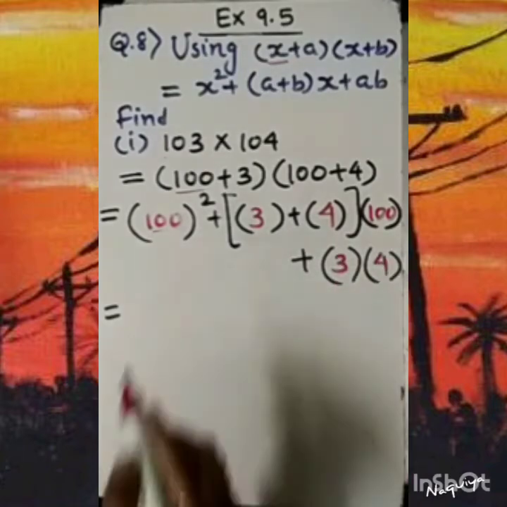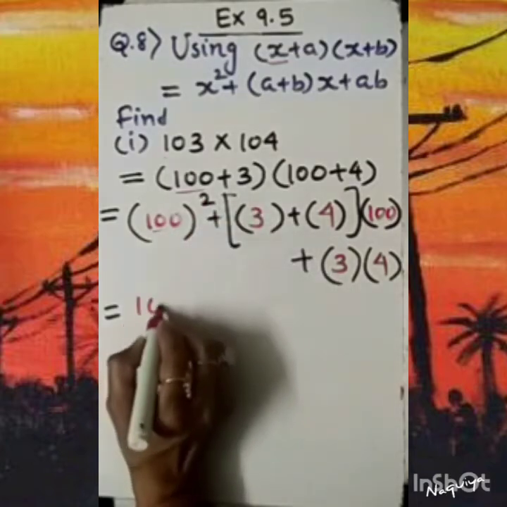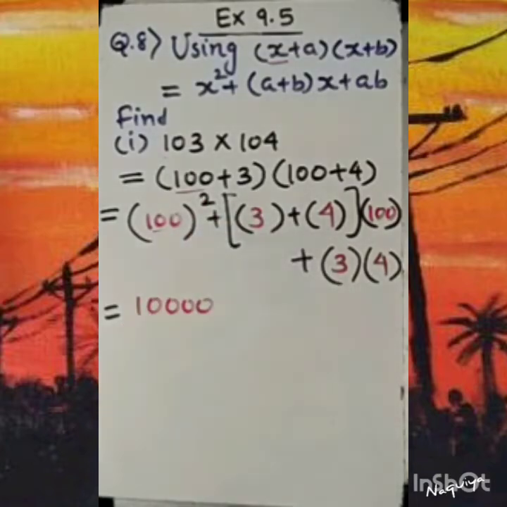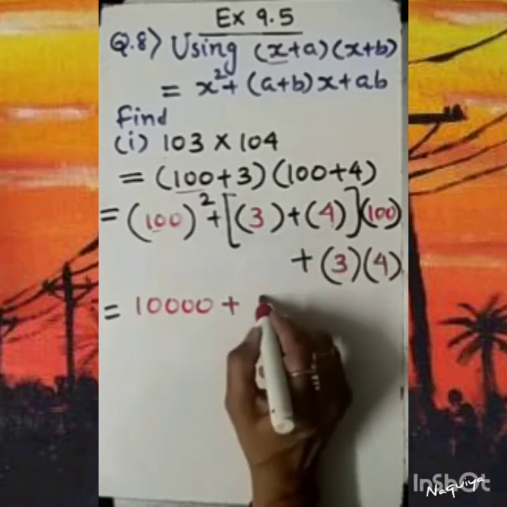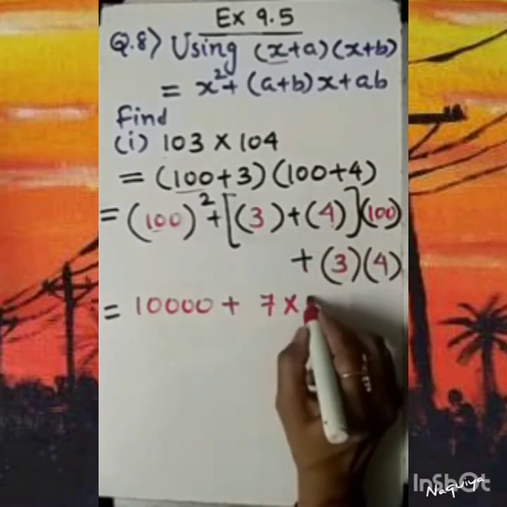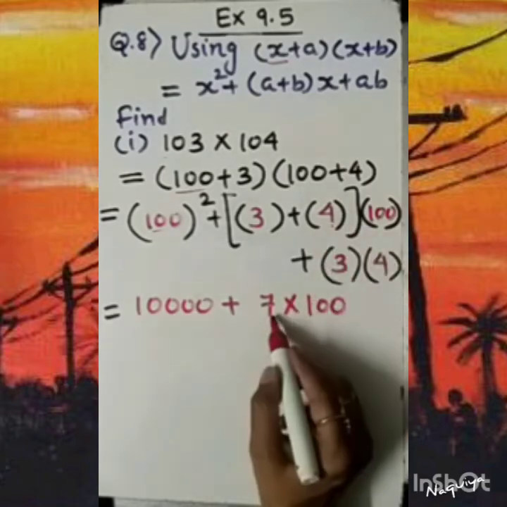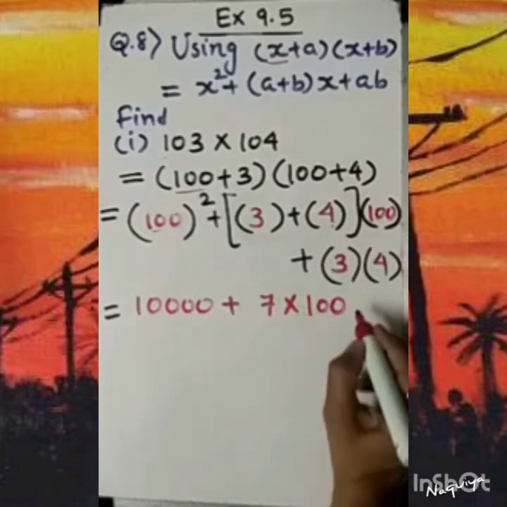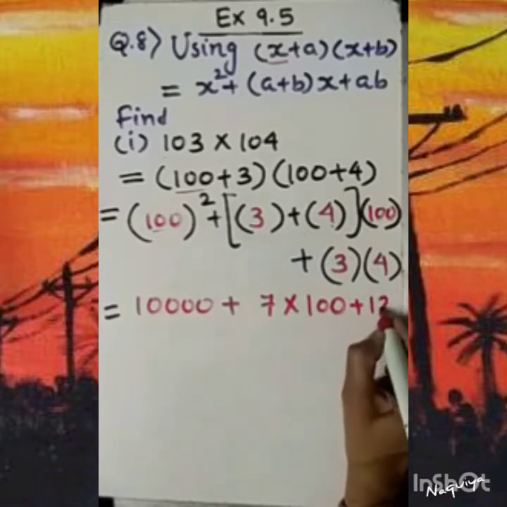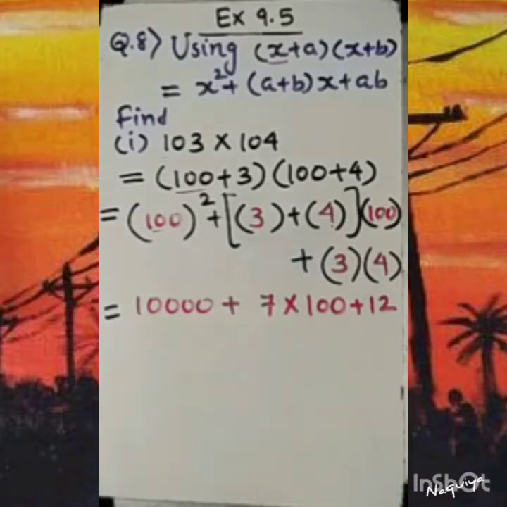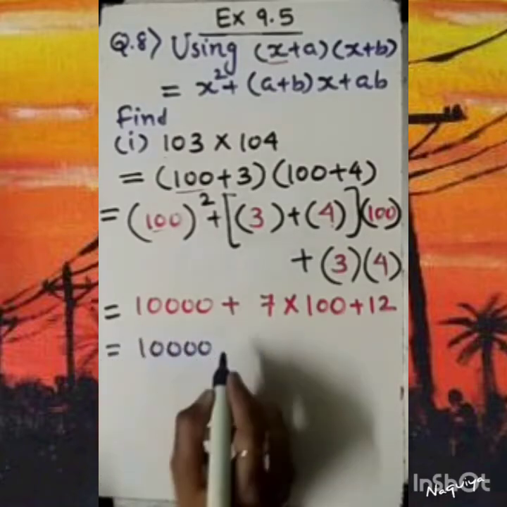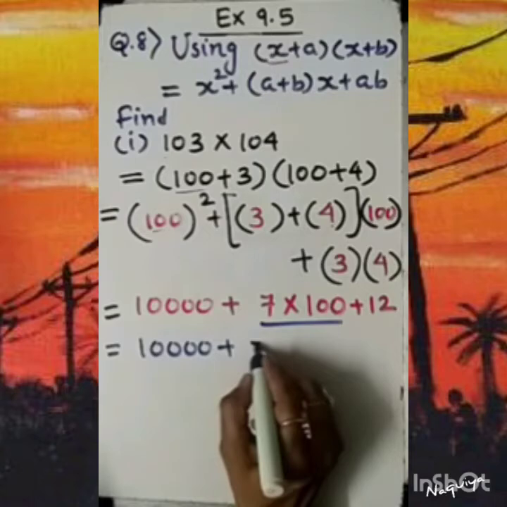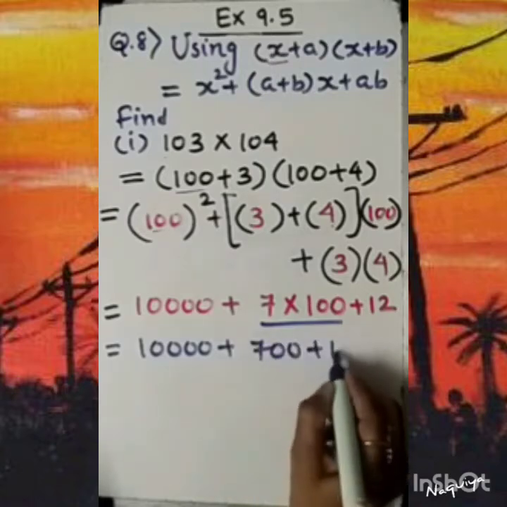Will you please tell me what is the 100 square? It will be 10,000. Plus 3 plus 4. What is 3 plus 4? That is 7 into 100. 3 plus 4 is 7 into 100. Plus 3 4s are 12. Fine. Now let's simplify. What do we have here? That is 10,000 plus 7 into 100 is 700, and this is 12.